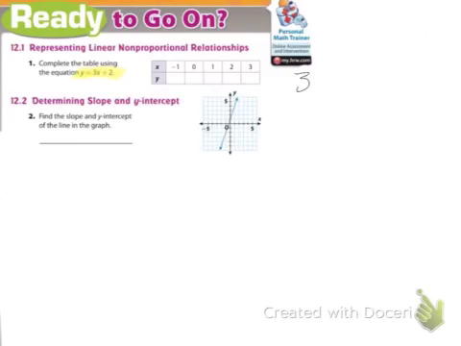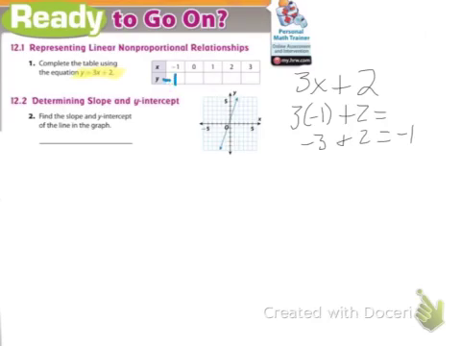So we have 3x plus 2. We should start with the second one, but we'll start with the first one. So when x is negative 1, 3 times negative 1 is negative 3, plus 2 gives us negative 1. So when x is negative 1, y is negative 1.